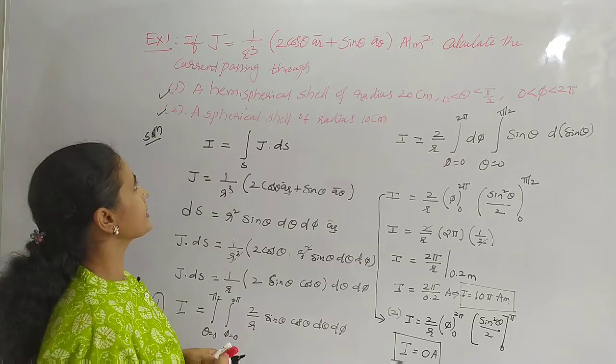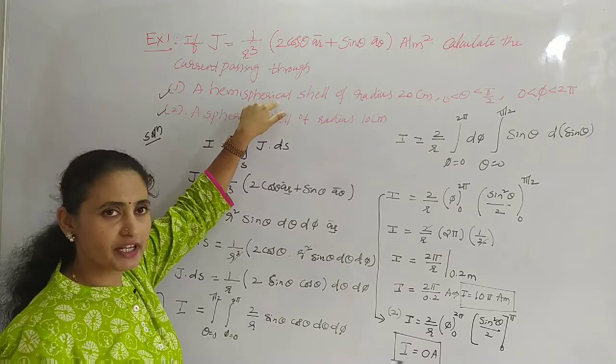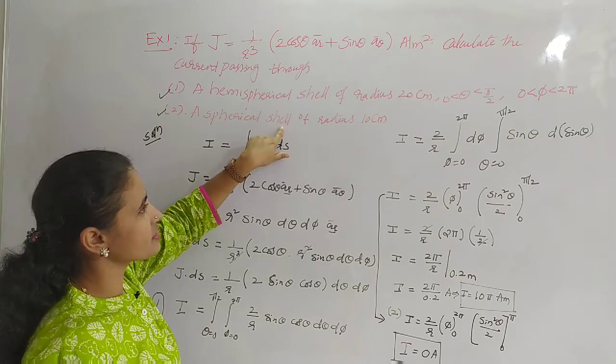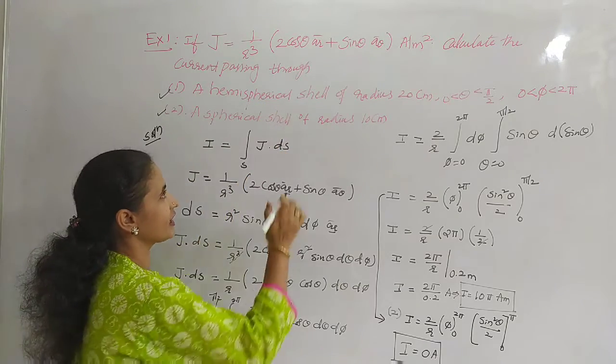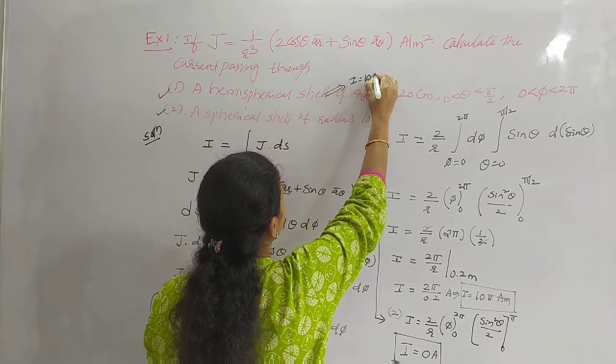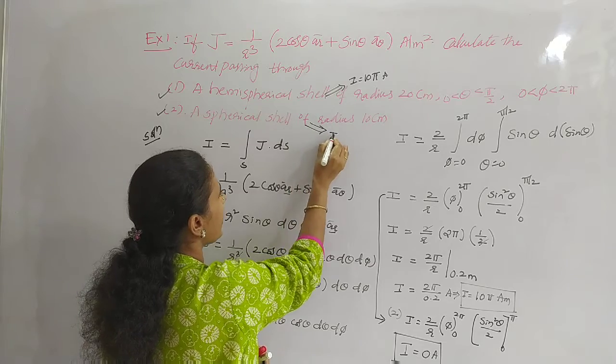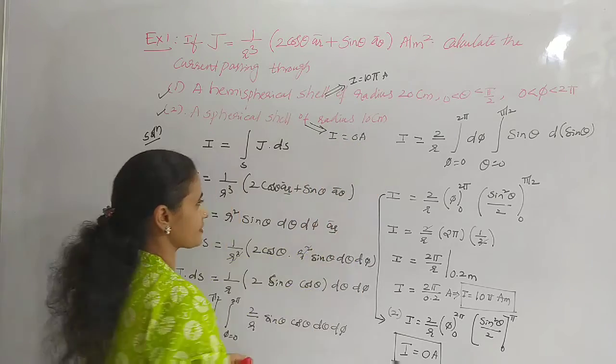So the current density is given, and we are supposed to find the current through the hemispherical shell and the spherical shell. In the hemispherical shell we obtain the current I as 10 pi amperes, and in the spherical shell we have got I as 0 amperes.